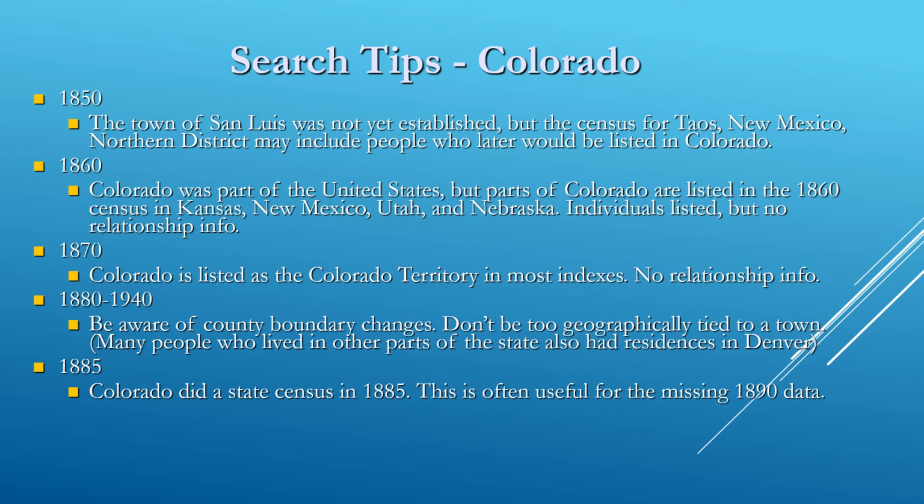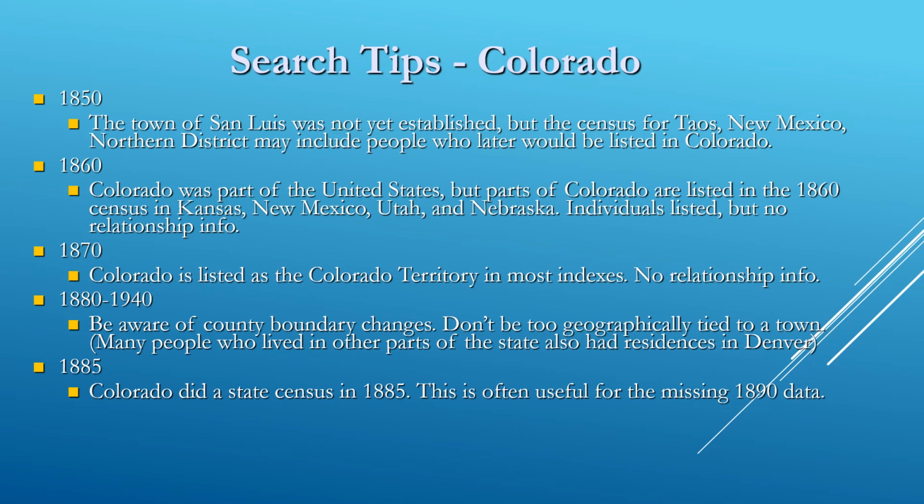In 1870, Colorado is listed as the Colorado Territory in most indexes, and there's still no relationship info, but it is pretty much one unit. And then between 1880 and 1940, you just have to be aware of county boundary changes and don't get too geographically tied to a town. Many people who lived in other parts of the state also had a house in Denver. And of course, that 1890 census is missing.